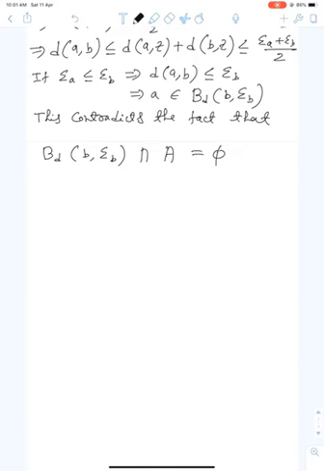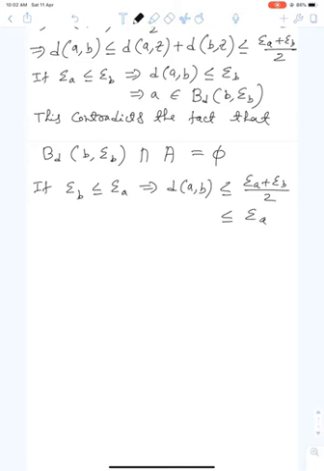Now there is another possibility. If say epsilon B is less than or equal to epsilon A, that will imply d of a comma b, which is less than or equal to epsilon A plus epsilon B by 2, that will be less than or equal to epsilon A. Now then we can say b belongs to the ball centered at A and radius epsilon A.